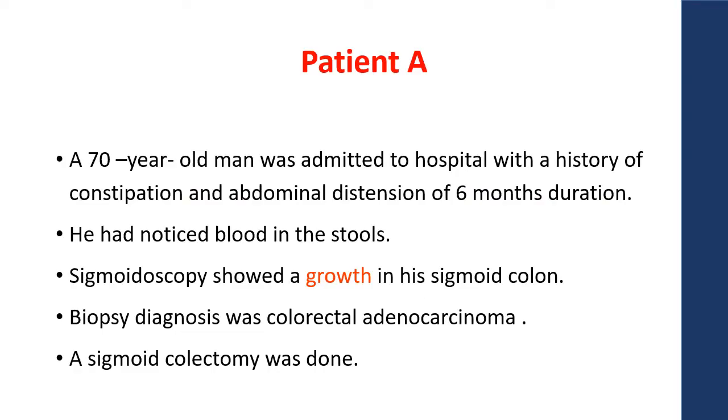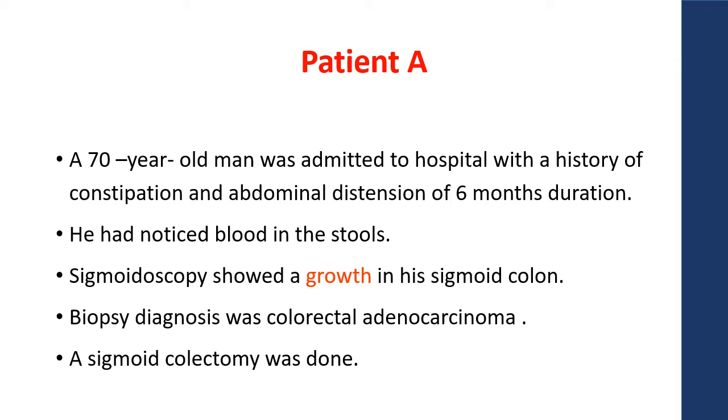First of all, we will provide you some case scenarios to make the condition very clear. First, patient A: a 70-year-old man admitted to the hospital with a history of constipation and abdominal distension of 6 months duration. He had noticed blood in the stool. Sigmoidoscopy showed a growth in his sigmoid colon. So first of all, we will take the growth, okay?